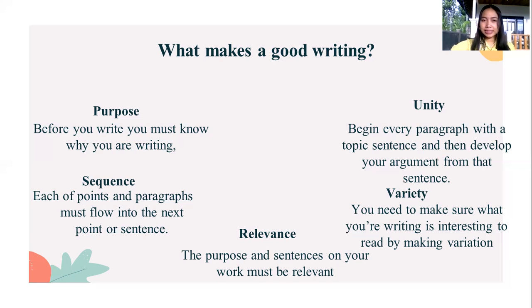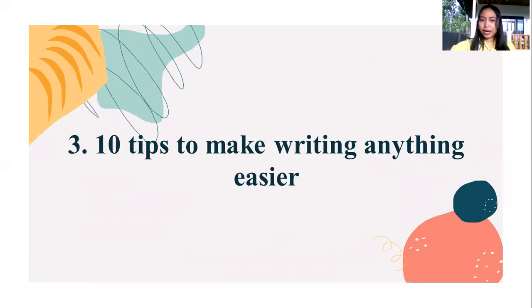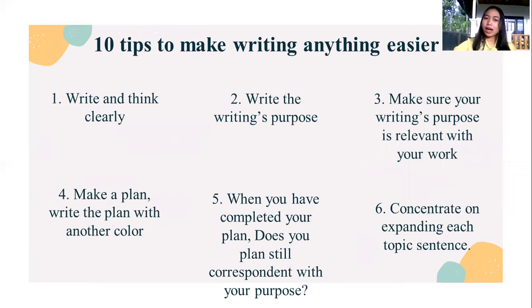And then we jump into the last subtopic. It is about 10 tips to make writing anything easier. So there are 10 tips to make writing anything easier. The first one is write and think clearly. In order to write, you need to think clearly. It is like when you are going to write something, you need to concentrate.